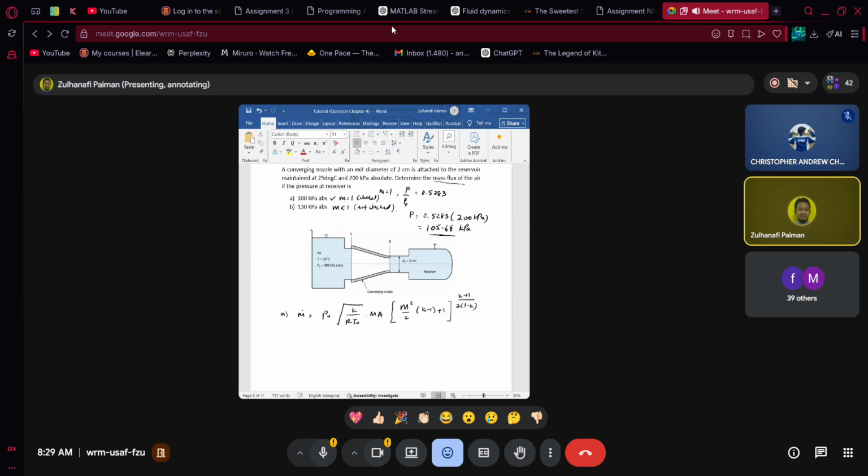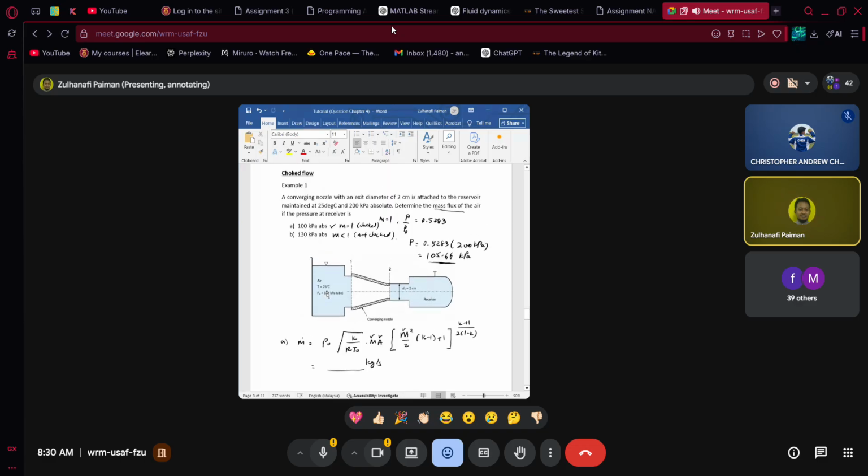I think everything has been given. You know the P naught, the k is 1.4, R is the gas constant, and T naught is given, 25 degrees C. Mach number is equal to 1 because the flow is choked, and the area is given, diameter is 2 centimeter. So you will get the answer in kilogram per second. That is for case number 1.